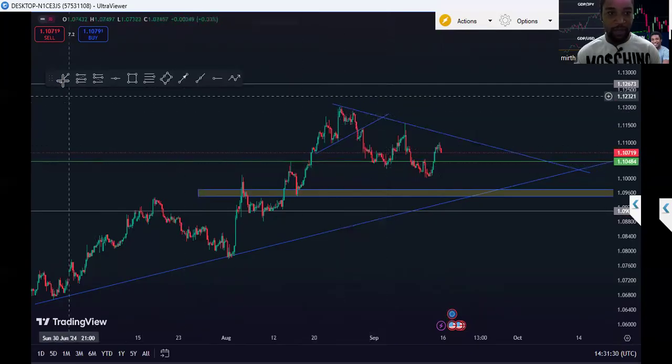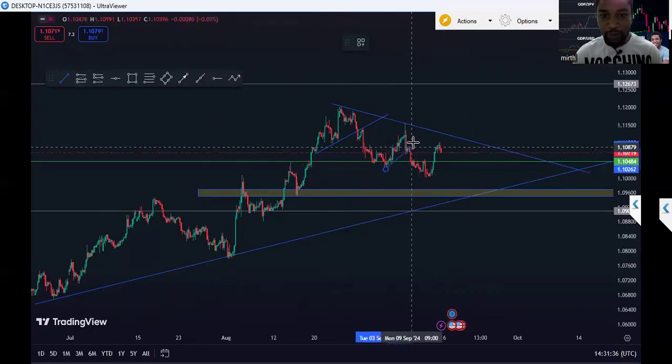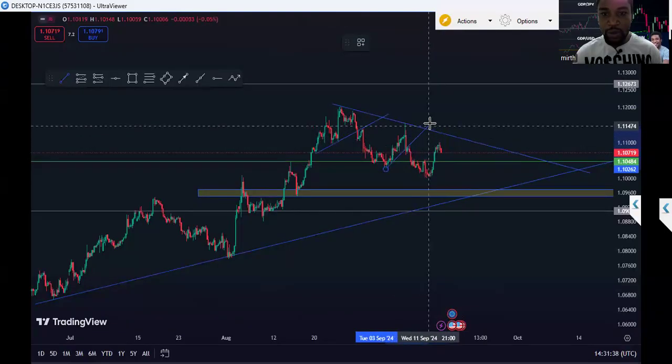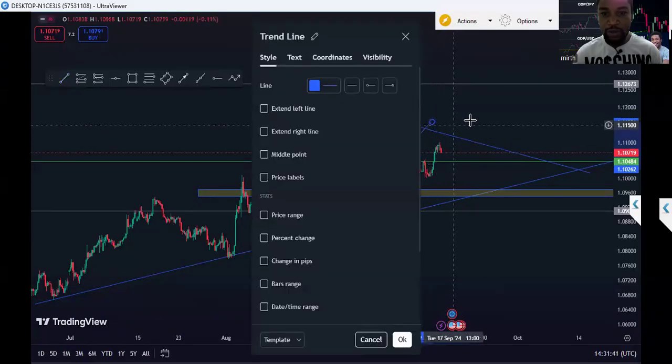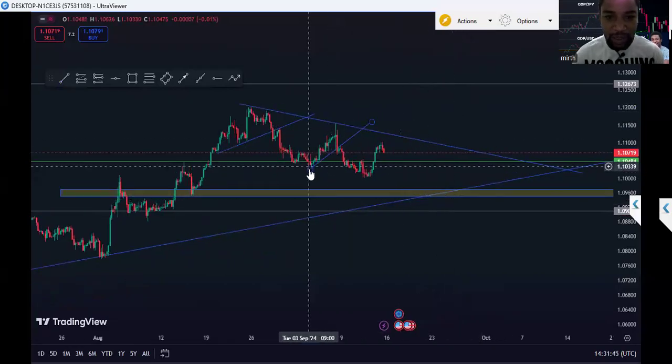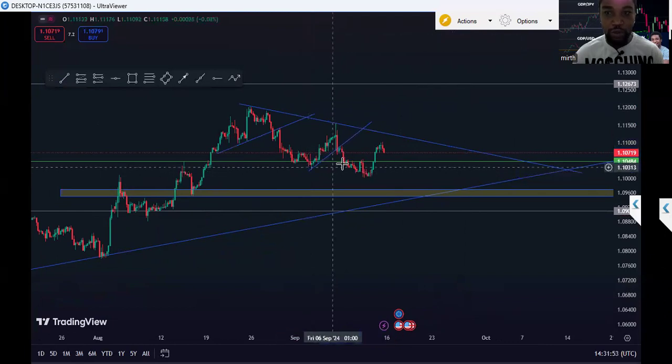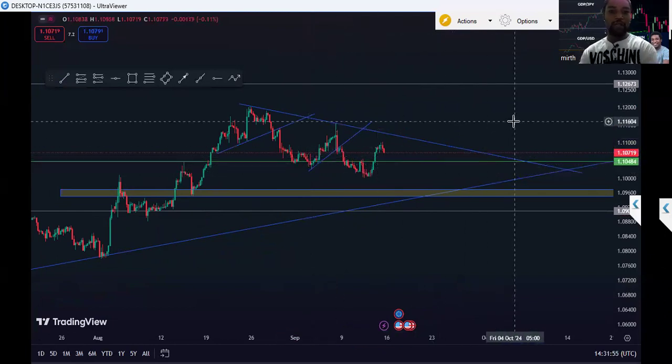If you look at this one also, always make sure that you draw your trend line at the wicks of the candle. Don't draw it too close. Make sure you draw it at the weak side of the candle.